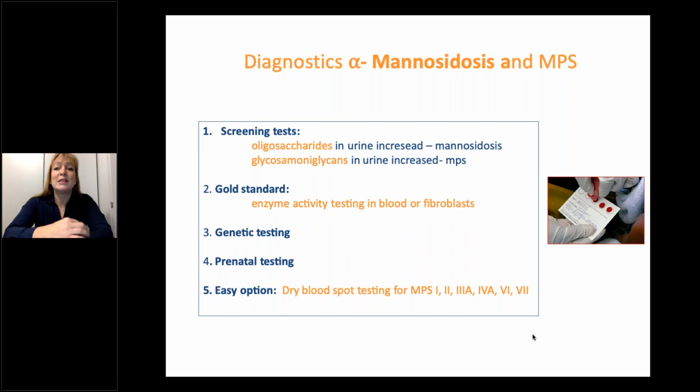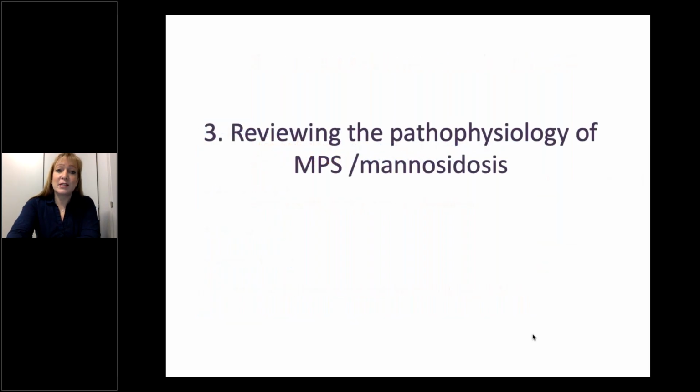It is extremely sensitive, so you will not miss any patient, but it is less specific, so you have false positive testing. This is why the real confirmation has to be done by enzyme activity testing in fibroblasts or blood, or with genetic testing. So what is the pathophysiology?